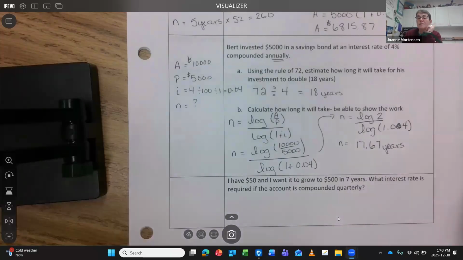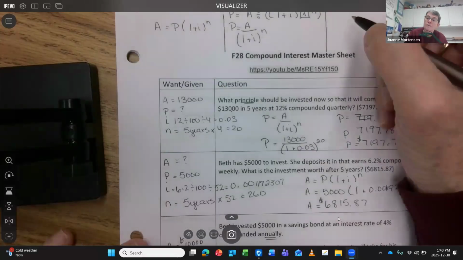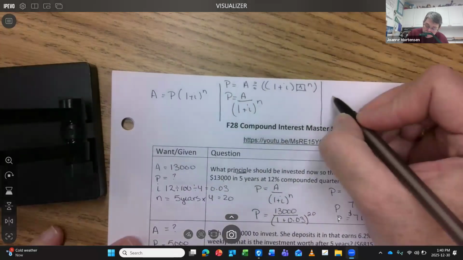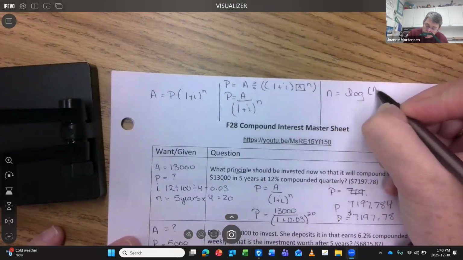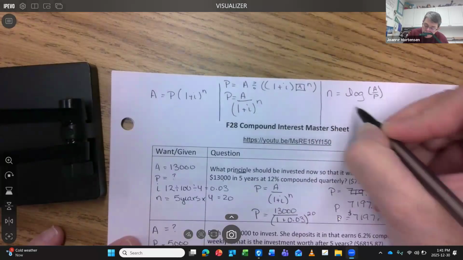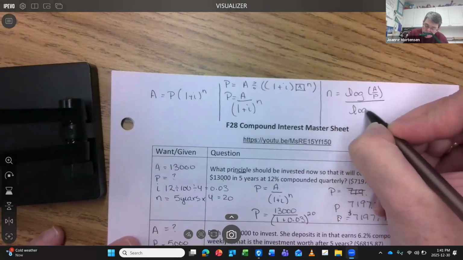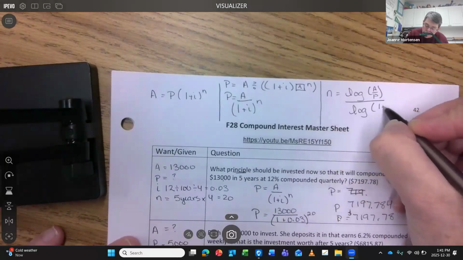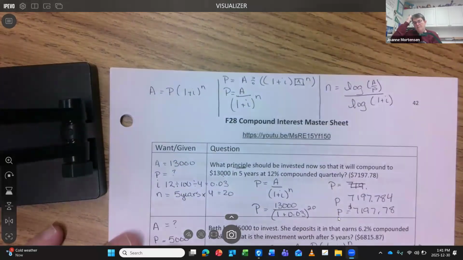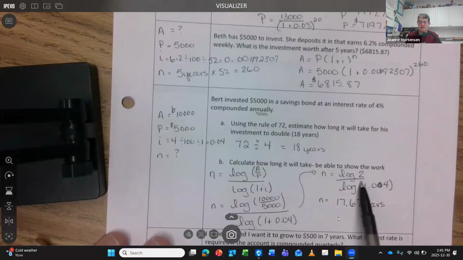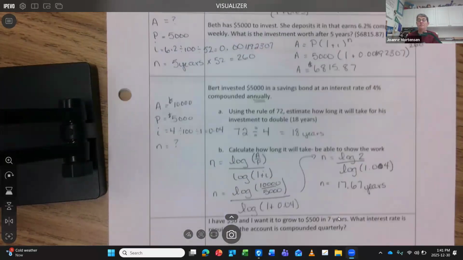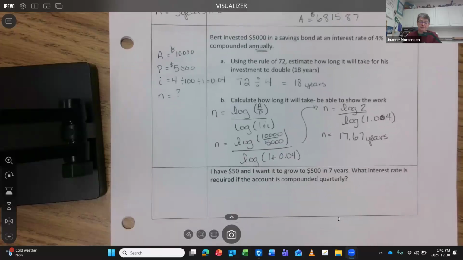I think most of the time the estimate's a little bit high, but I'm not 100% sure. All right, I'm gonna put the formula up here too. N is equal to log A over P divided by log of 1 plus I. And I'm not going to write out the keying sequence because, I mean, I guess you could, but I find it easier to do it this way. I don't know. You can decide on that.